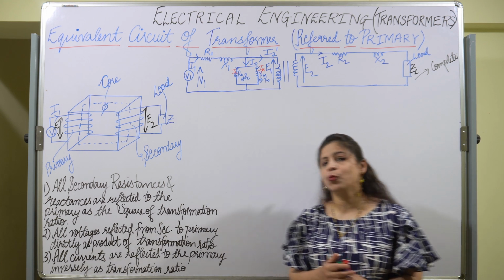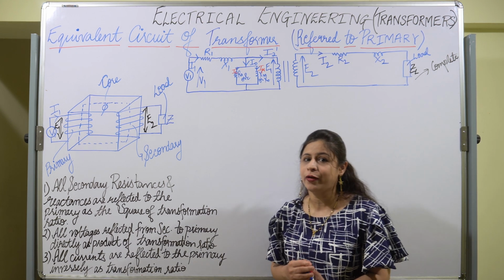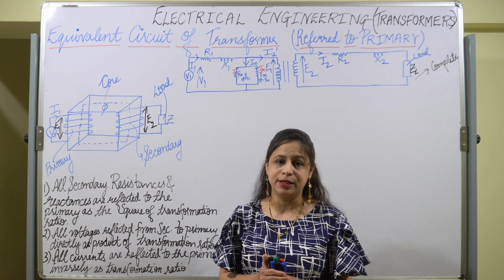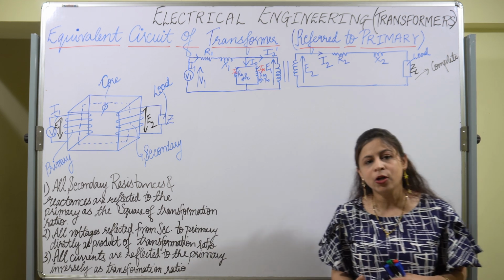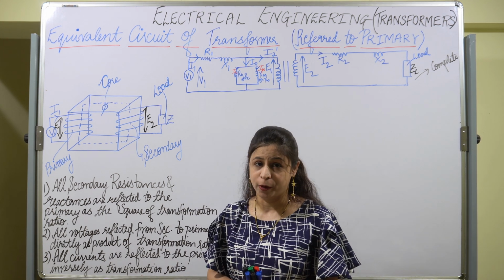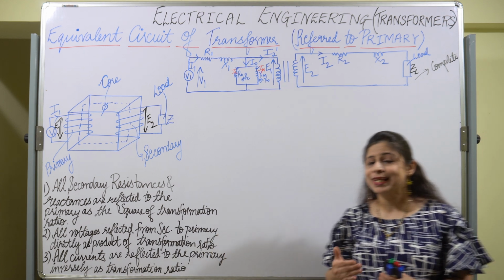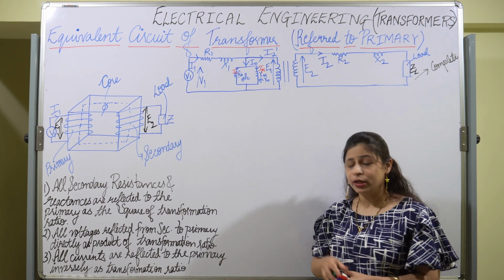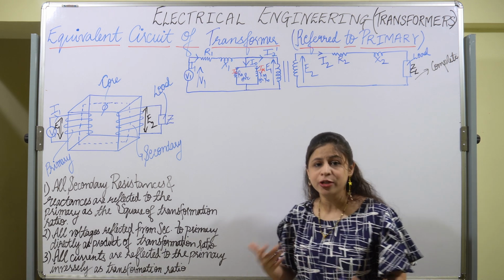So let us start with another topic of electrical engineering, which is the equivalent circuit of the transformer referred to the primary side. We have already seen the working of a transformer. We have already seen the equivalent circuit of a transformer. Now we have to see what is the equivalent circuit referred to the primary. In this lecture we are going to learn that.